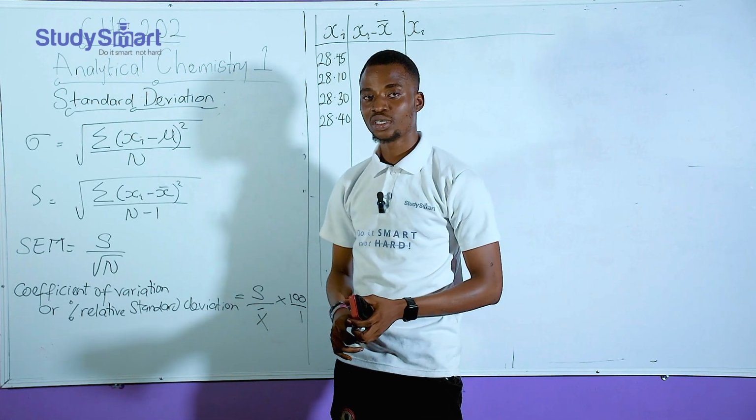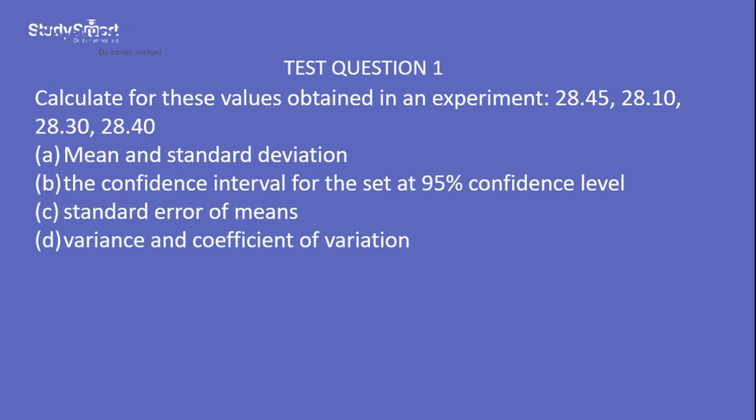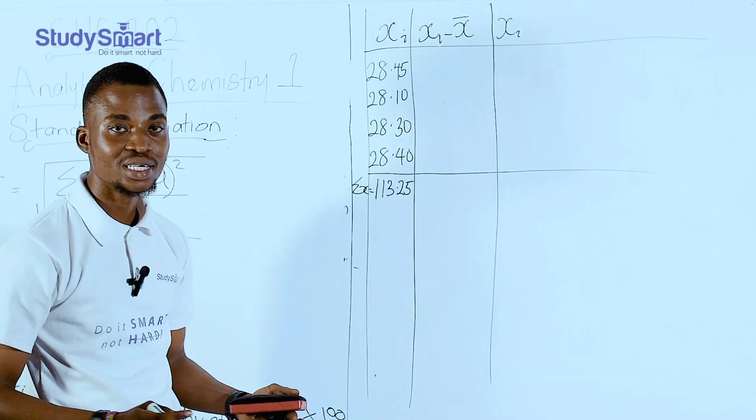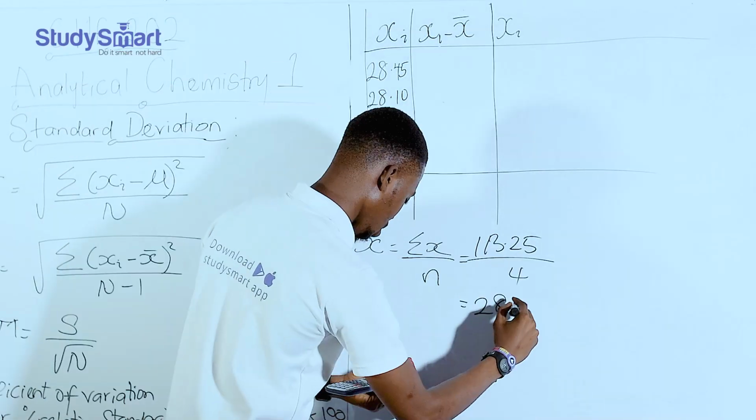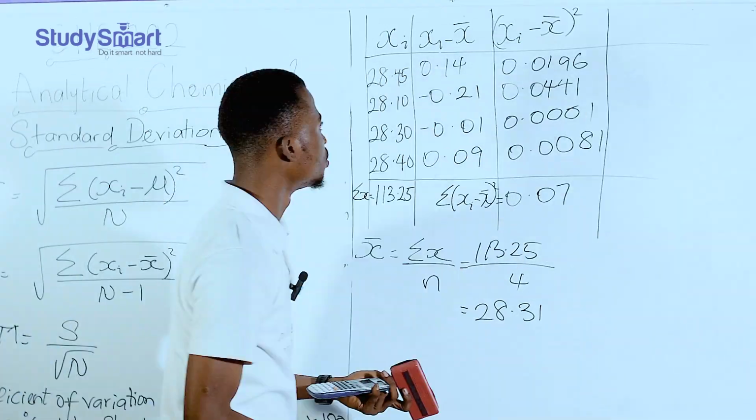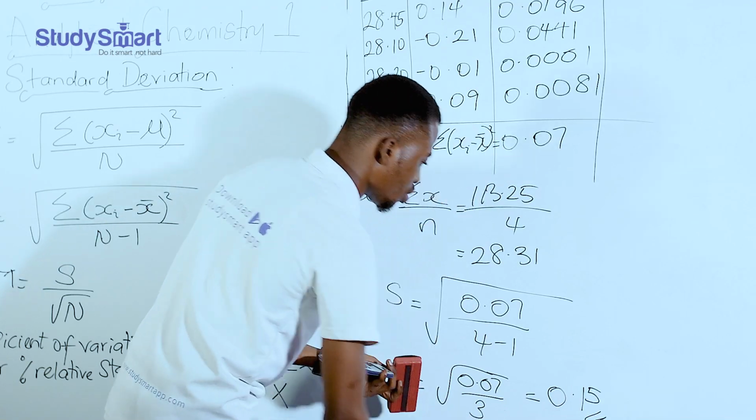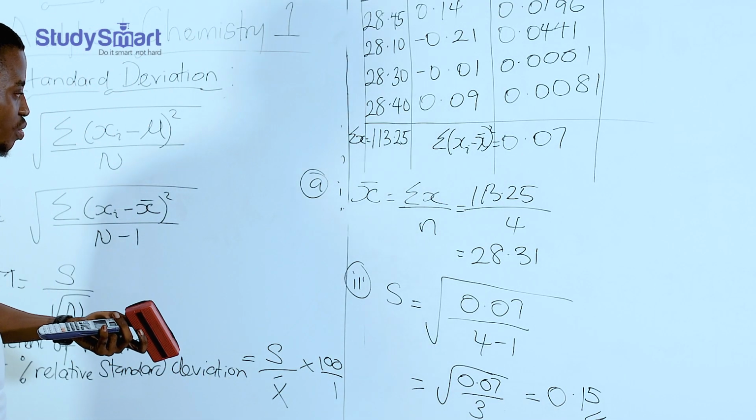So I have a question here, and you can see it in the slide. It's actually a past question from last year, where they just want to know how you are able to put these formulas to use. The question is asking us to calculate the mean and standard deviation. So our standard deviation is 0.15.